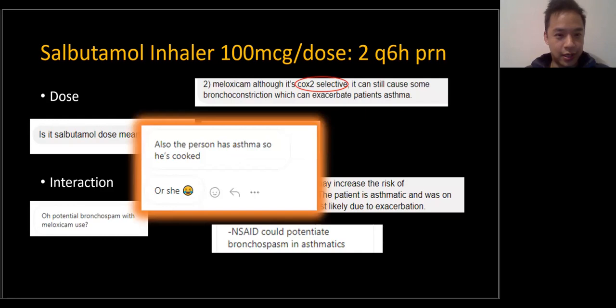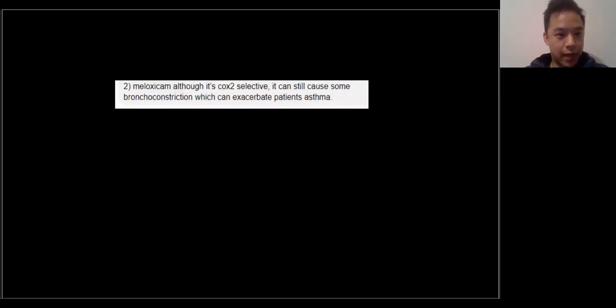Person has asthma, so he is cooked, or she. Very technical wording there, being cooked. So that is our first major problem there. Major problem. So back to the comment that this person did.